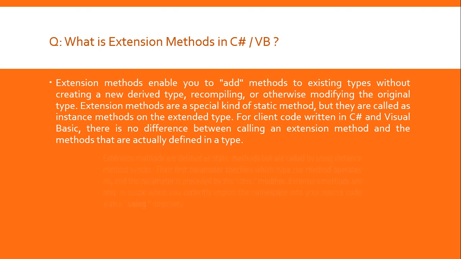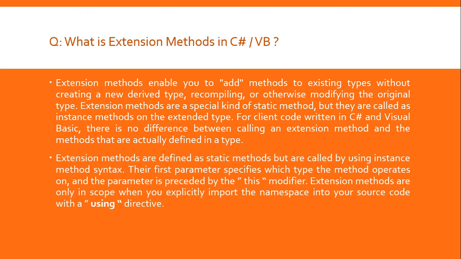For client code written in C# or Visual Basic, there is no difference between calling an extension method and calling a method actually defined in the type. Extension methods are defined as static methods but are called using instance method syntax. Their first parameter specifies which type the method operates on, and the parameter is preceded by the this modifier. Extension methods are only in scope when you explicitly import the namespace into your source code with a using directive.